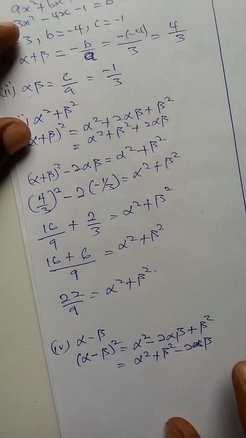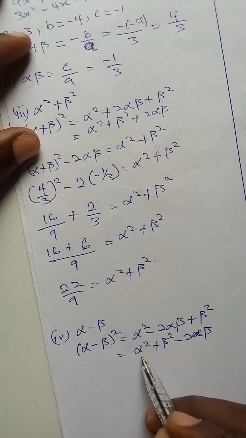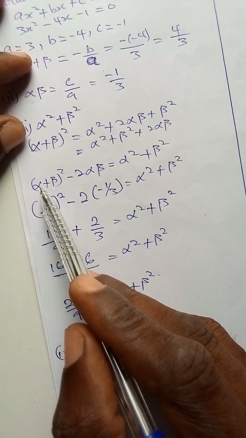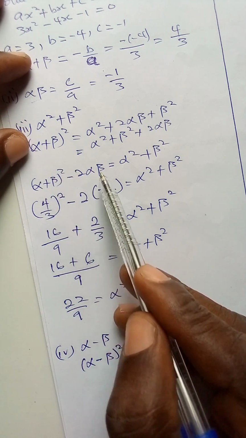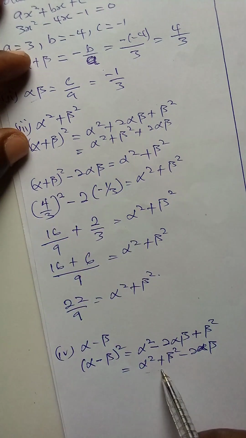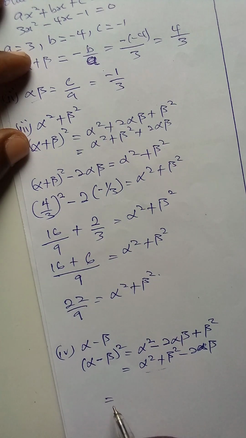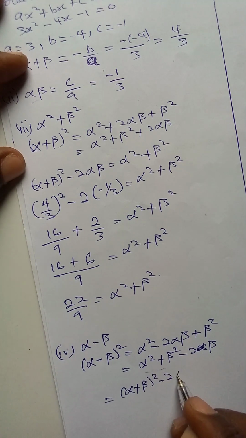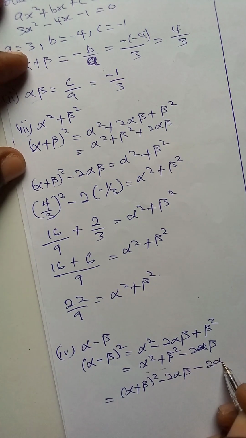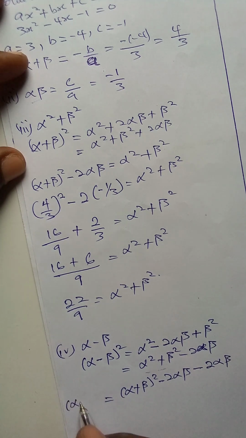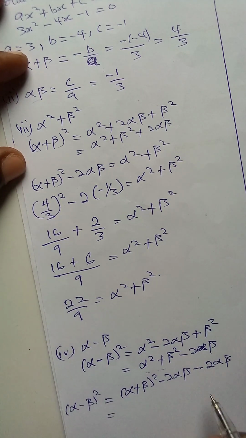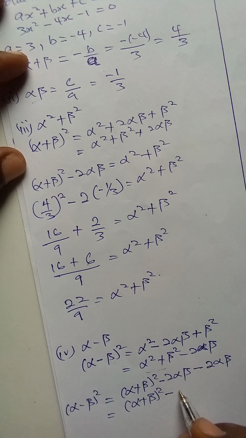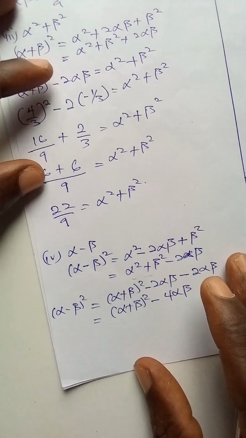Let's remember that we have an expression for alpha squared plus beta squared. That expression is alpha plus beta all squared minus 2 alpha beta. So we'll put this expression where we have alpha squared plus beta squared. That becomes alpha plus beta all squared minus 2 alpha beta, minus 2 alpha beta again, which is our alpha minus beta all squared. And we'll add this together, we'll have alpha plus beta all squared minus 4 alpha beta.